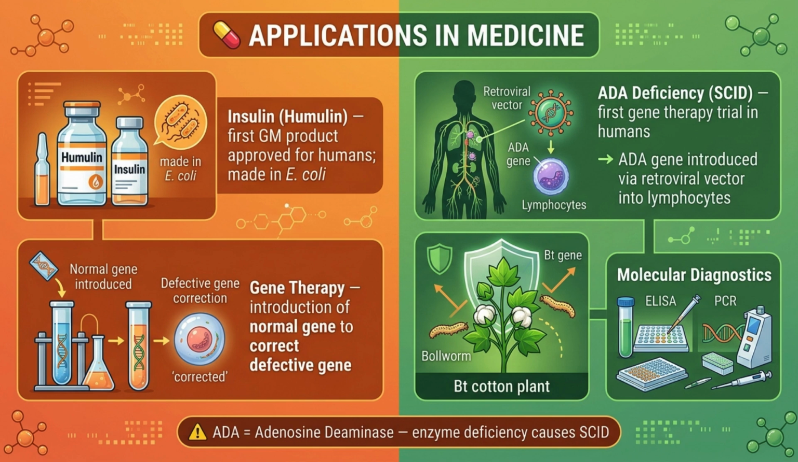Number 2, gene therapy. The first clinical gene therapy trial was for ADA deficiency, which causes a condition called SCID, severe combined immunodeficiency. The ADA gene is introduced using retroviral vectors into the patient's lymphocytes. Number 3, molecular diagnostics. PCR can detect pathogens even at very early stages before symptoms appear. ELISA detects antigens and antibodies. Both are important diagnostic tools. NEET has asked about this multiple times.